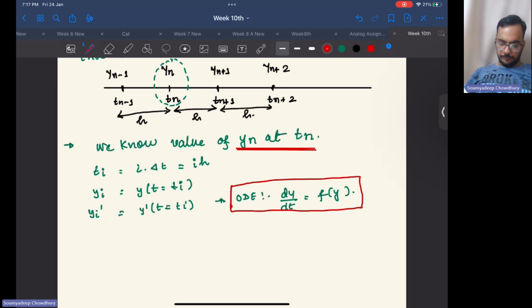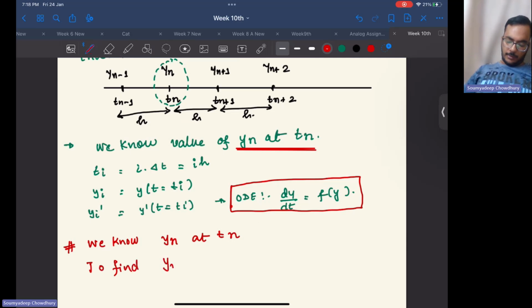So what we know, again I'll write it down. We know yn at tn, and we have to find out yn plus 1 at tn plus 1, or any value. We know one value of y at a particular value of t. We need to find some other value of y at some other value of t. Just remember like this. Okay.